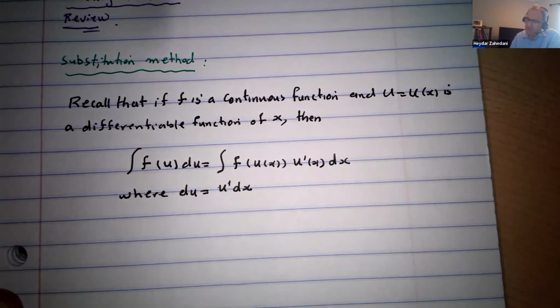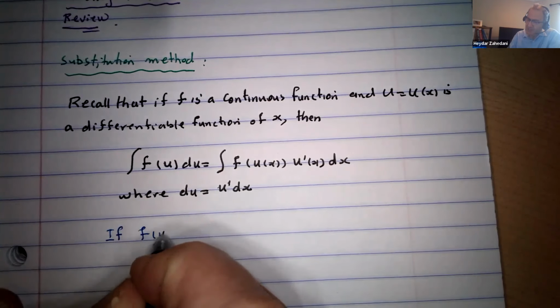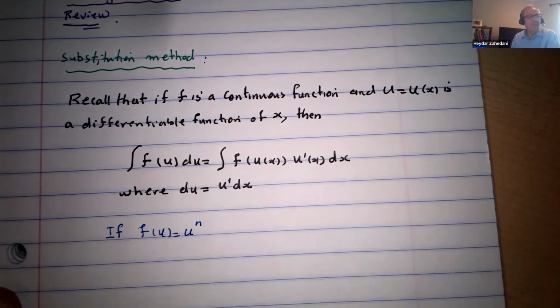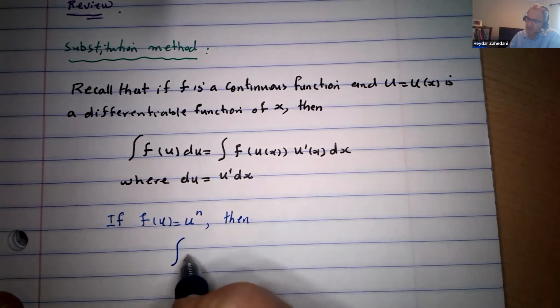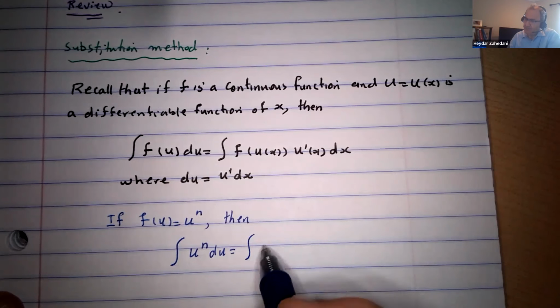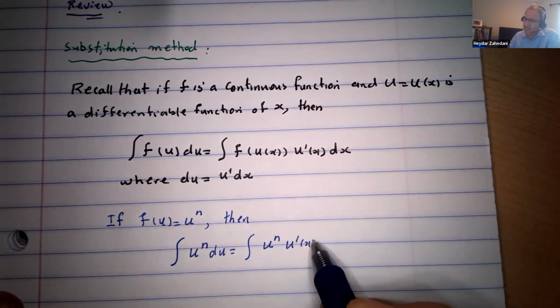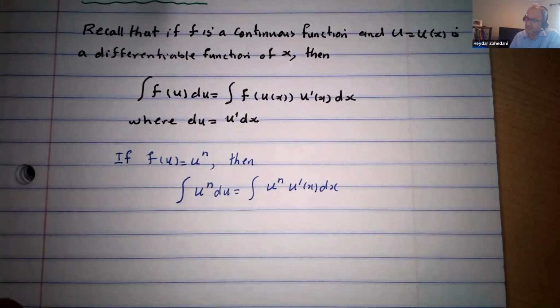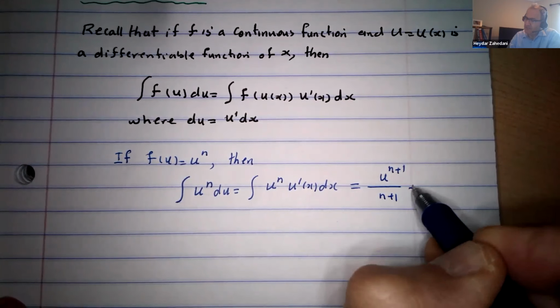There is a special format. In particular, if this function is a power function, f of u equals u to the n, then what we are going to have is the integral of u to the n du, which is the same as the integral of u to the n times u prime of x dx. And you know that by the power rule, this is going to be u to the n plus 1 over n plus 1 plus the constant c.